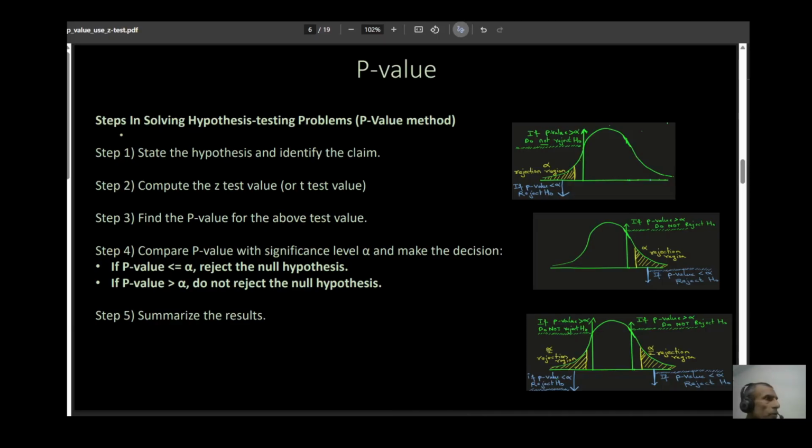So these are the steps you follow when you do hypothesis testing using the p-value method. First, you state your hypothesis and identify the claim.